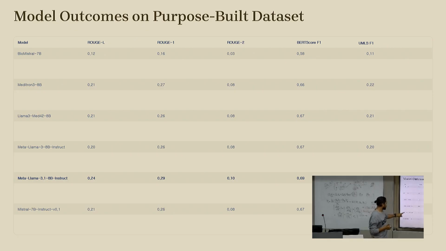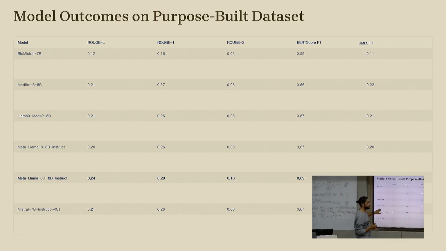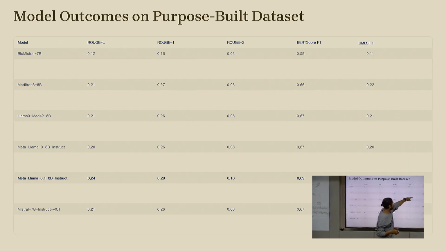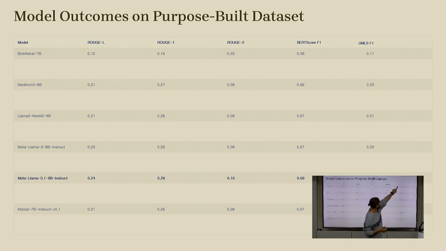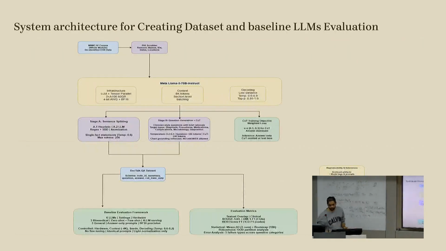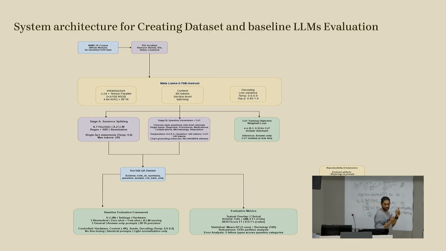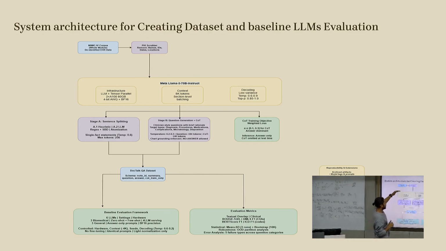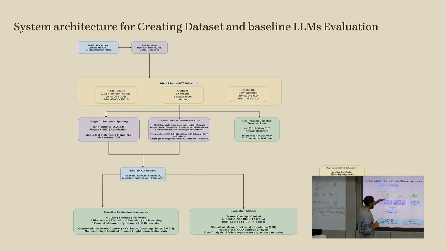So here you can see Llama 3.1 got the highest accuracy: the ROUGE score is 24%, the BERT score is 69%, and the UMLS score is 23%. So overall, the general purpose LLMs, as pre-trained models, give good results. This is the system architecture of how I create the dataset and which evaluation methods I was using to validate those accuracies.